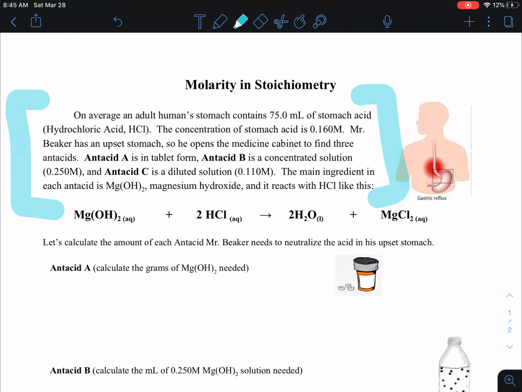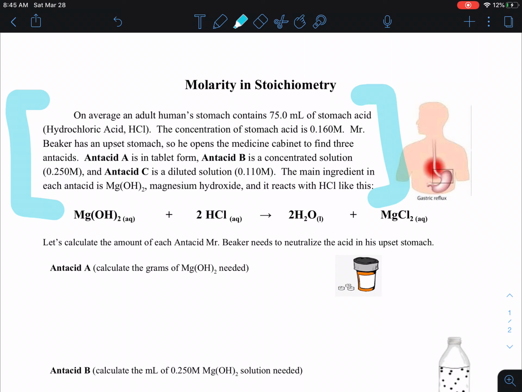It's a range, but that's kind of in the middle. That stomach acid is hydrochloric acid, HCl. The concentration of stomach acid is 0.16 molar. Mr. Beaker has an upset stomach, so he opens the medicine cabinet to find 3 antacids. So antacid is like anti-acid, so it neutralizes the acid in someone's stomach.